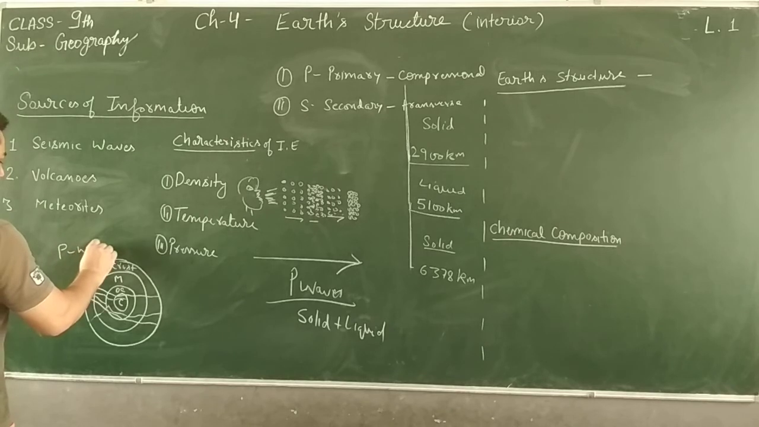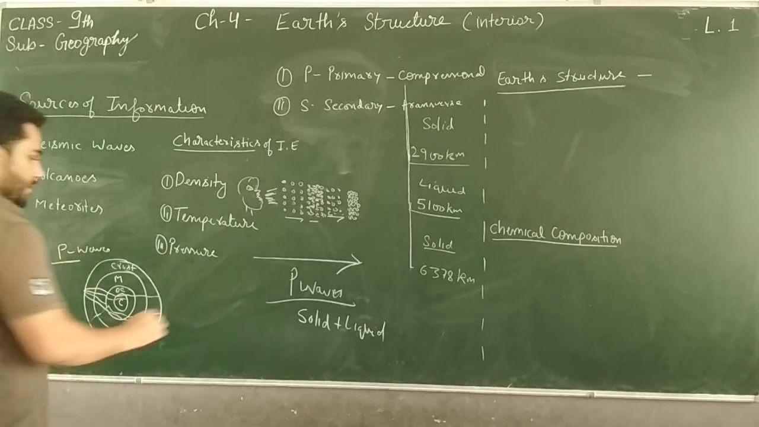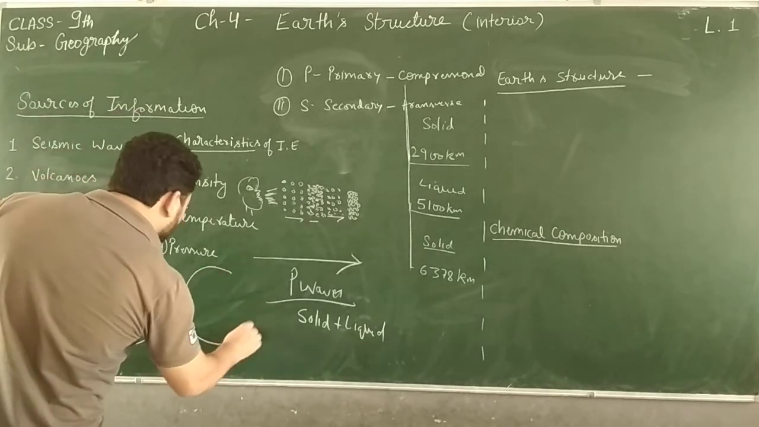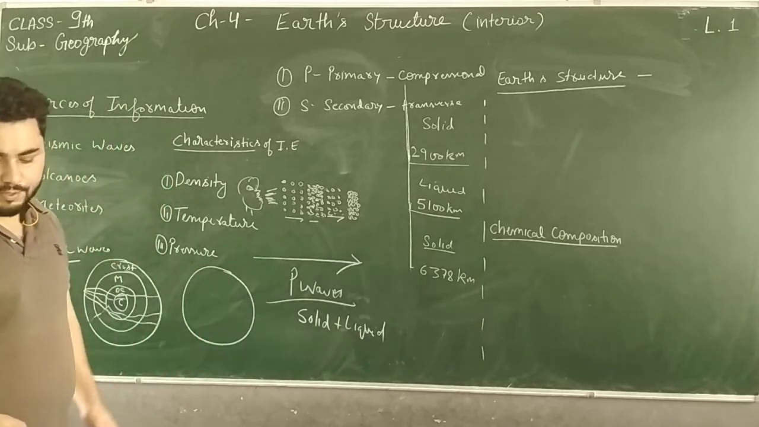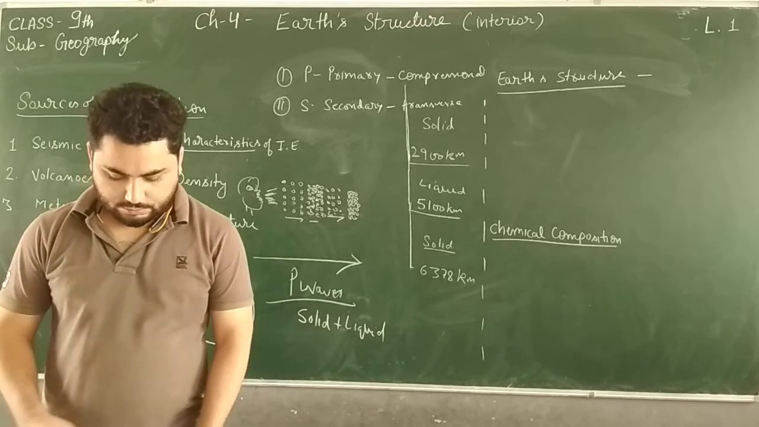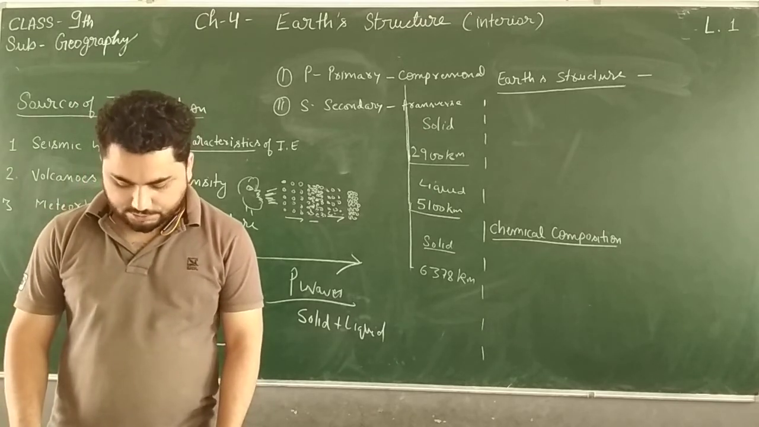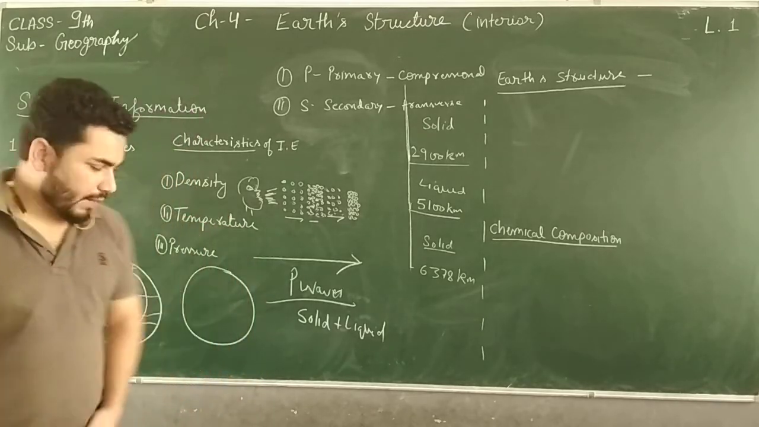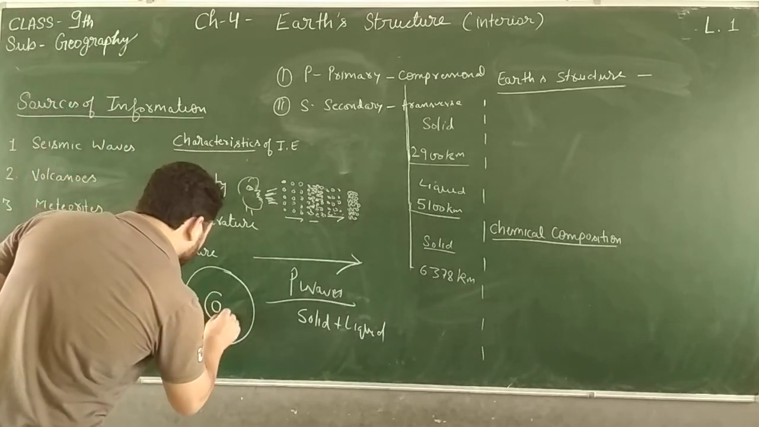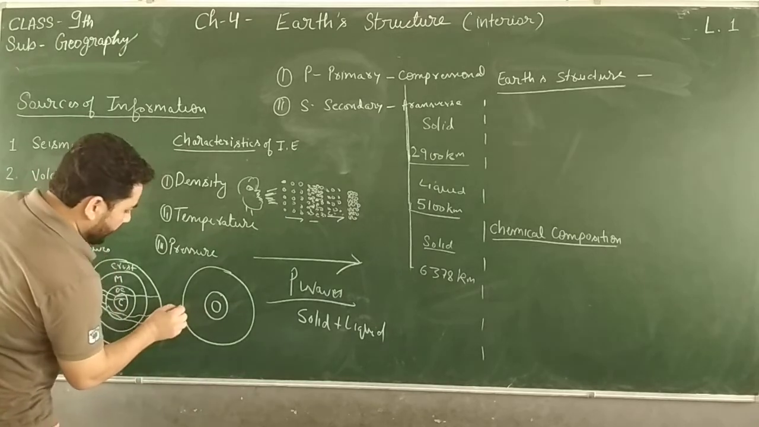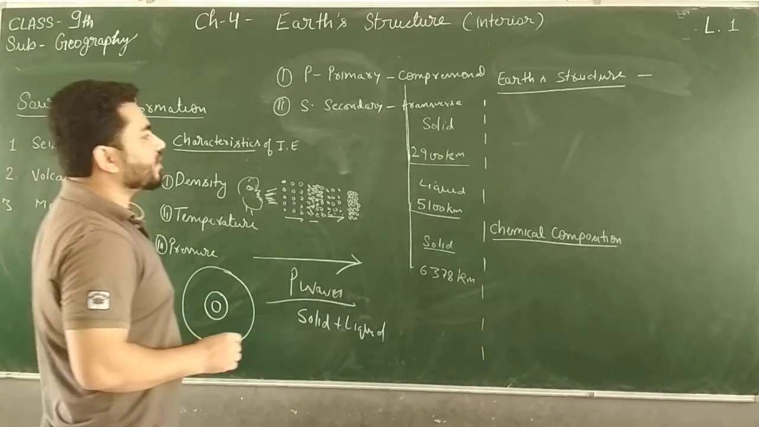But the secondary waves are not able to cross the outer core. They are not able to cross the outer core, and they get deflected. This is the inner core, this is the outer core here, and how do secondary waves move?